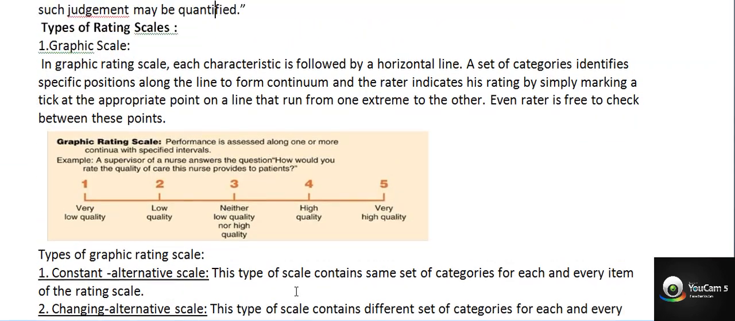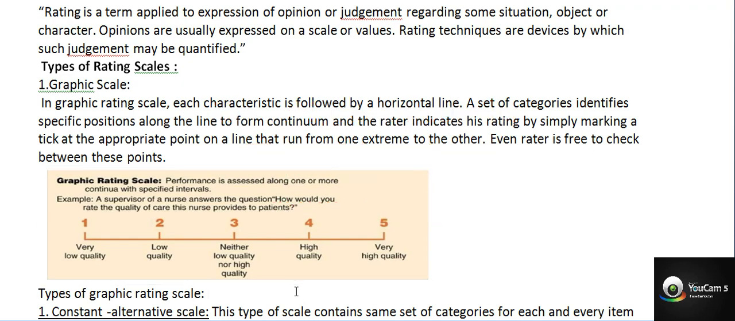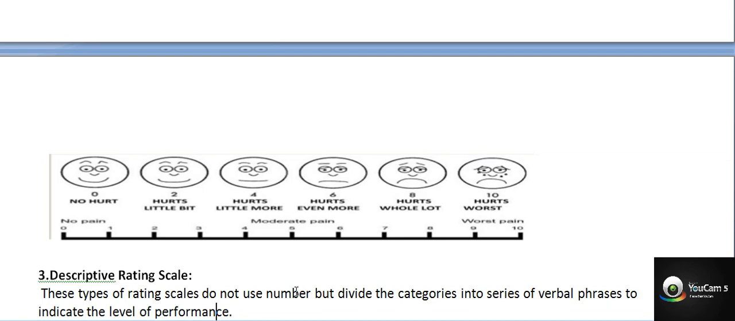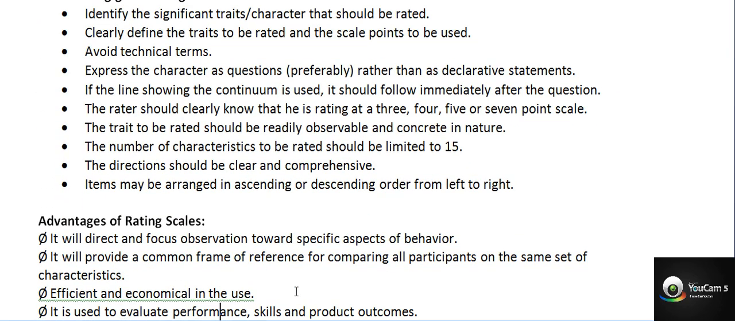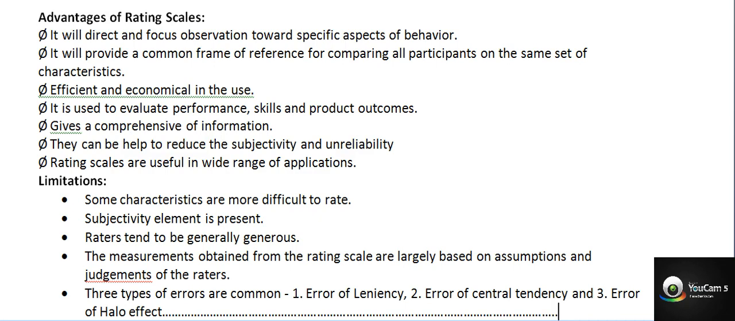So hope you understood the rating scale. It is the same as a checklist, but with clear responses mentioned after the statement. It is of 3 types: graphic rating scale, numerical rating scale, and descriptive rating scale. And how to construct a good rating scale, advantages and disadvantages, we discussed in the class. So go through the video as well as the topic, and see you in the next class.